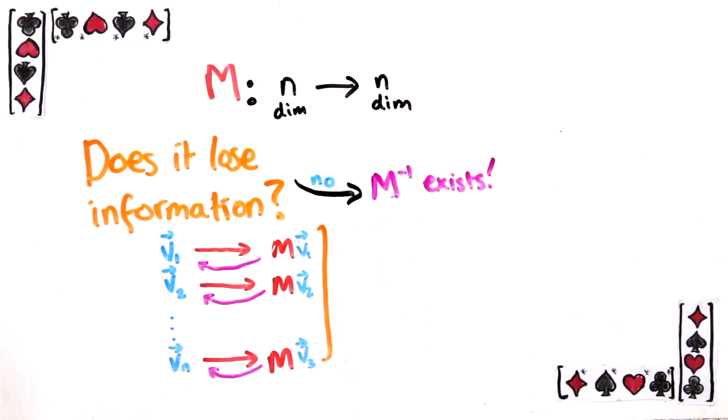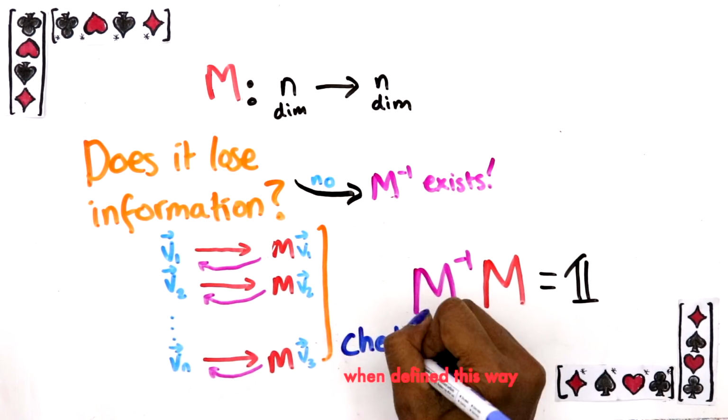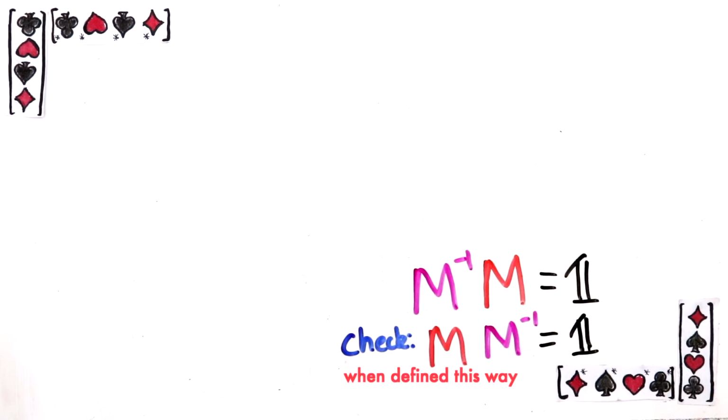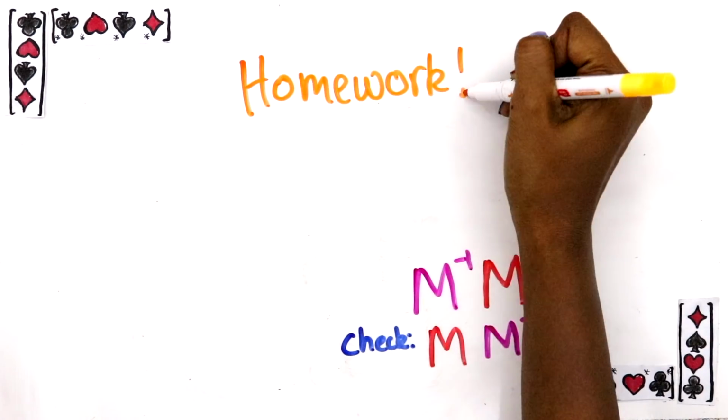So we can go ahead and define M inverse as the thing that undoes M on this basis. Then M inverse times M is the identity. I want you to prove that M inverse also satisfies M times M inverse equals the identity. Write your proof in the comments, and that's your first homework.